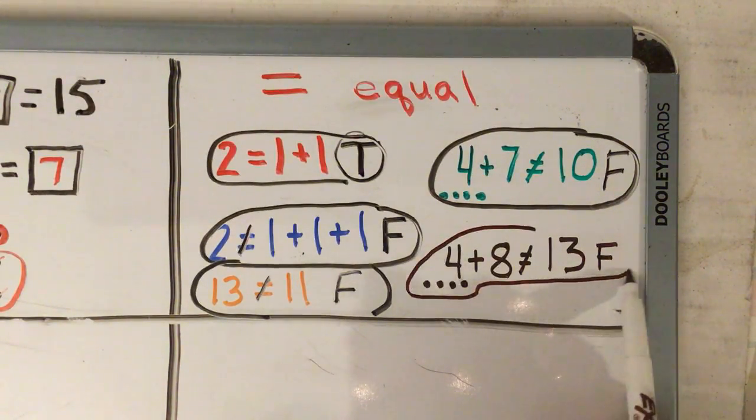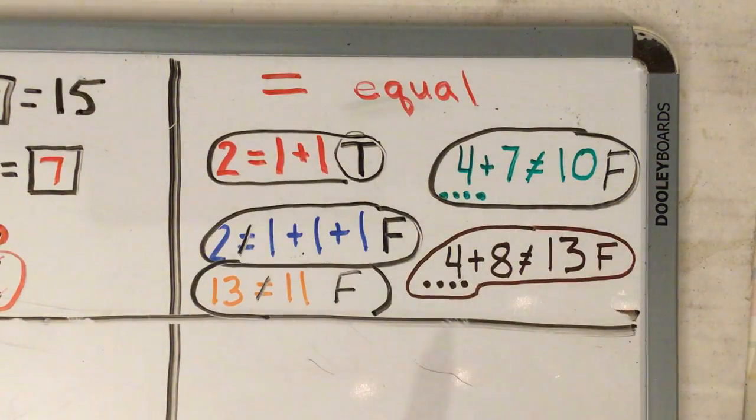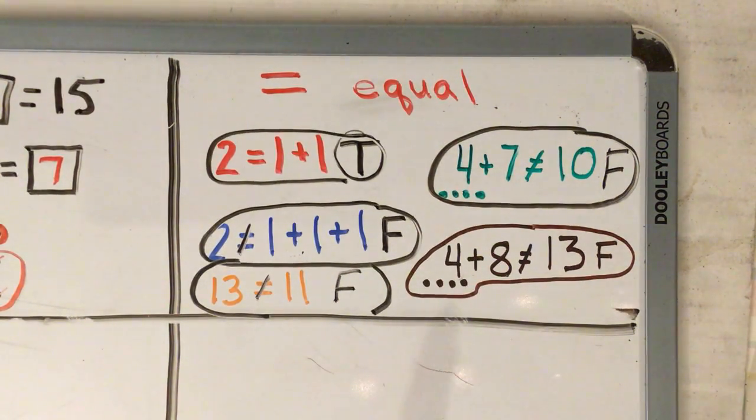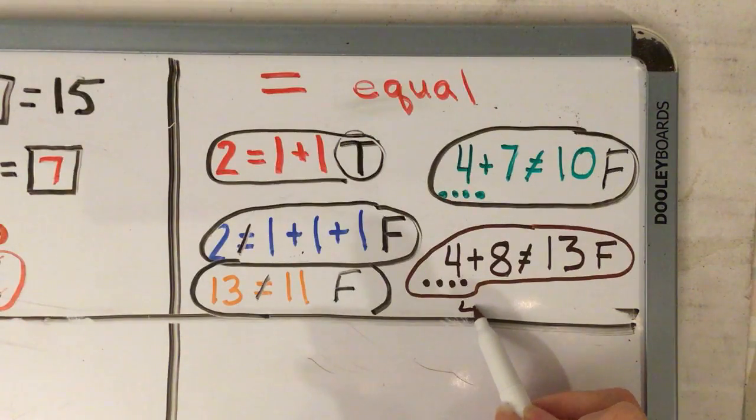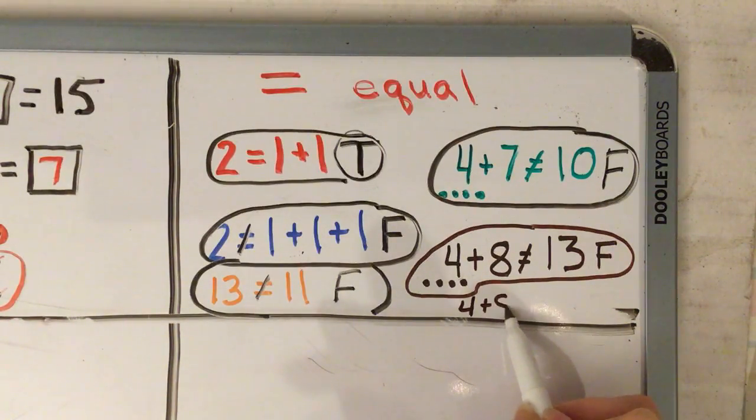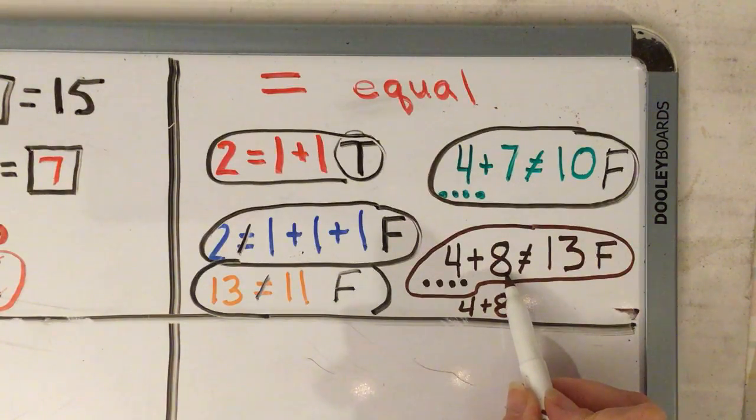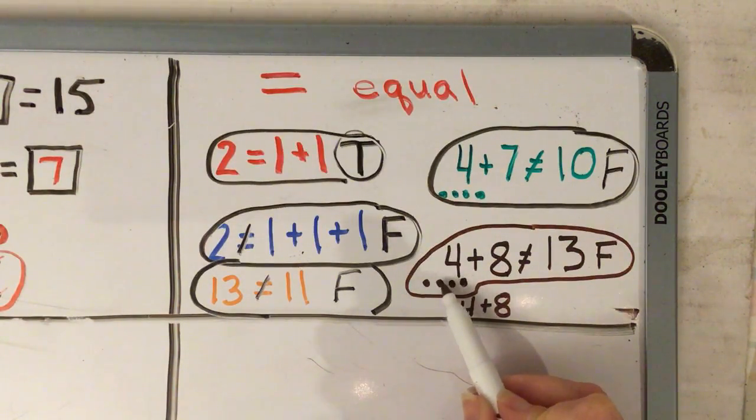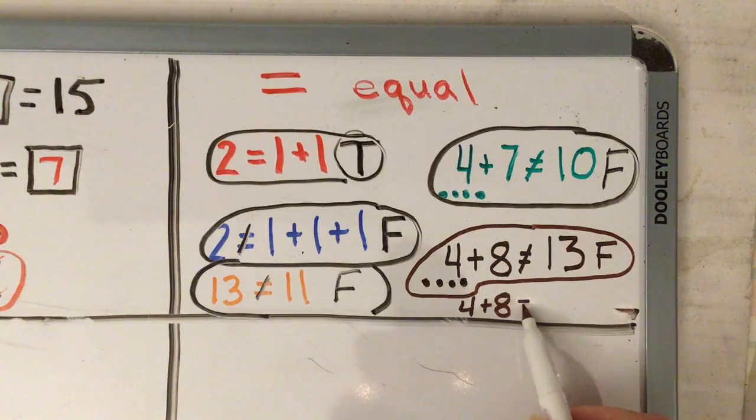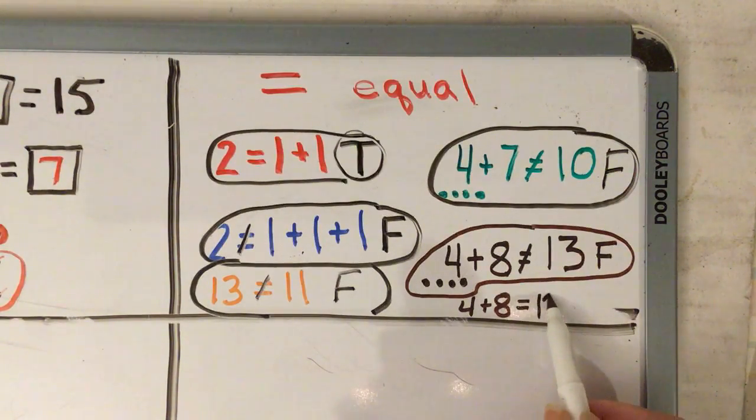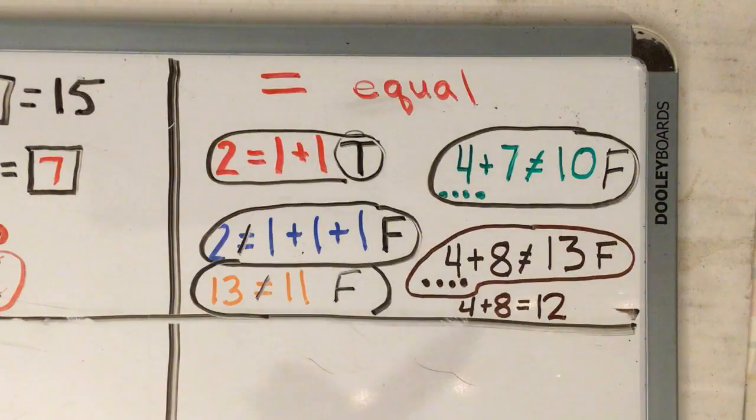There are a lot of equations here that are false. Just to prove true, I'm going to write one more. I'm going to write what 4 plus 8 really is. Remember, we said count on. 8, 9, 10, 11, 12. 4 plus 8 is 12. The correct answer is 12. So 4 plus 8 equals 12 is true.